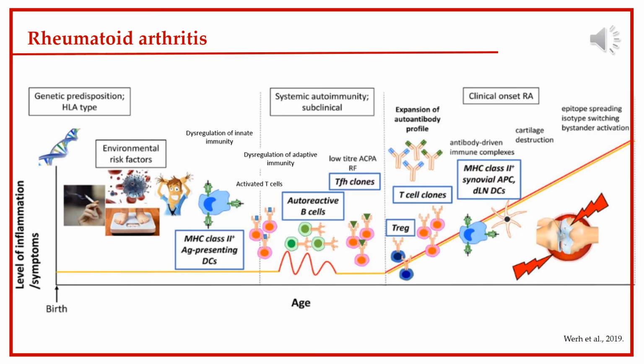Over time, the clinical phase of the disease is reached, being characterized by formation of autoantibody-mediated immunocomplexes produced by mature B cells, clonal expansion of self-reactive T cells stimulated by a variety of antigen-presenting cells known as APCs, mainly dendritic cells or DCs, and the spread of autoimmunity by formation of new epitopes and isotypes.